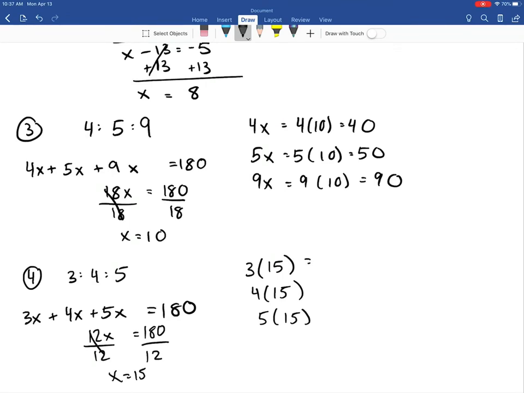So 3 times 15 gives me 45. Add another 15 to it, 60. Add another 15 to it, 75. So I see that these are all smaller than 90 degrees, therefore it's acute. And there's only one option with acute there. It would be acute and scalene.